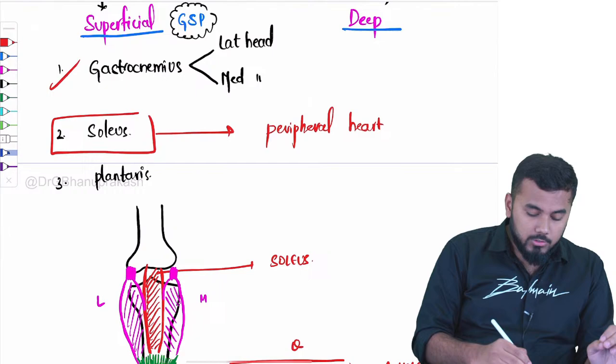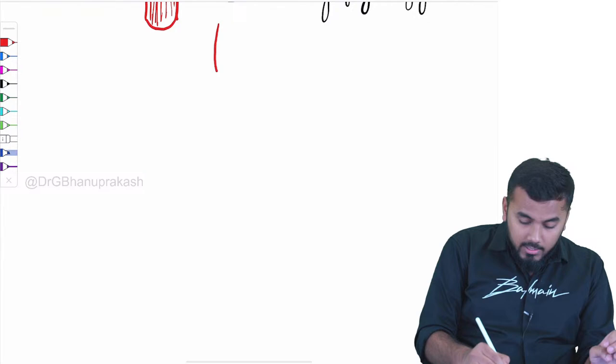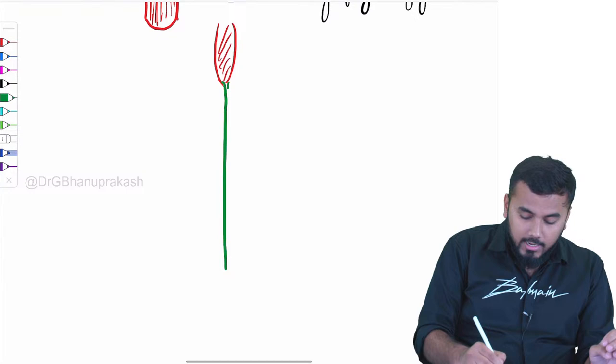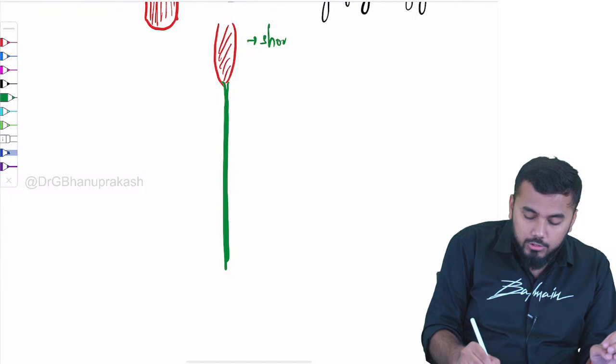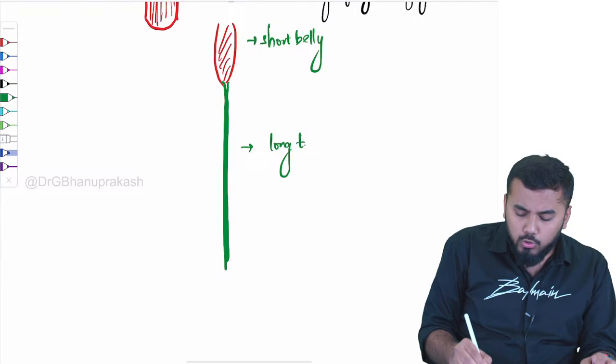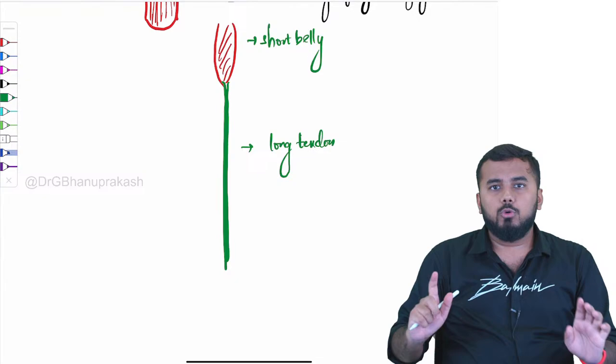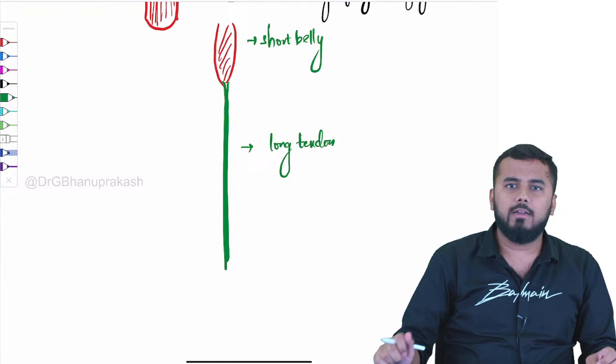If you look at the shape of plantaris, guys, it has a very interesting shape. This is the plantaris muscle, but it has got a very long tendon like this. So this is called the short belly of the plantaris muscle, which has got a long tendon. So you basically use this tendon. You cut this tendon and do grafting. You apply it to the part, either ACL or PCL tear. In case of ACL and PCL tear, you take a part of this tendon and apply it there.